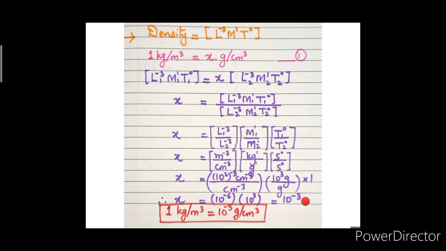Now let's substitute the value of x in equation number 1 as minus 3. So we get 1 kilogram per meter cube is equal to 10 raised to minus 3 gram per centimeter cube. So this is the conversion between the SI system and CGS system for the physical quantity density.